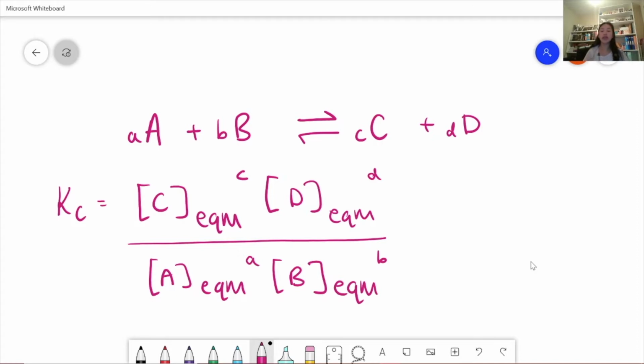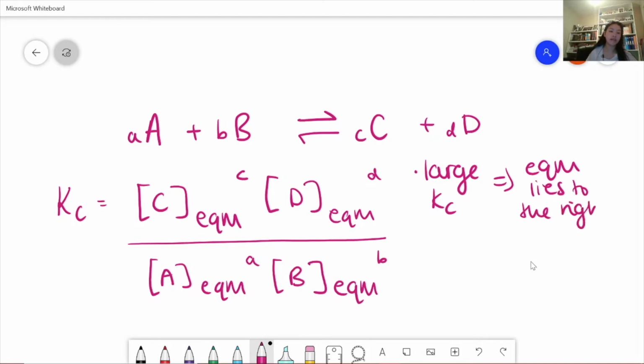And so we can determine where the equilibrium lies, because if Kc is large, then that means that there are a lot more products than reactants, because the top would be bigger than the bottom of the fraction. And so we know that the equilibrium lies to the right. So a large Kc implies that the equilibrium lies to the right, and the opposite is the case as well.